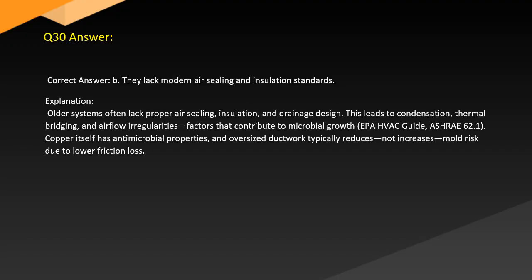Answer. Correct answer: B. They lack modern air sealing and insulation standards. Explanation. Older systems often lack proper air sealing, insulation, and drainage design. This leads to condensation, thermal bridging, and airflow irregularities, factors that contribute to microbial growth. EPA HVAC Guide, ASHRAE 62.1. Copper itself has antimicrobial properties, and oversized ductwork typically reduces, not increases, mold risk. Lower friction loss.